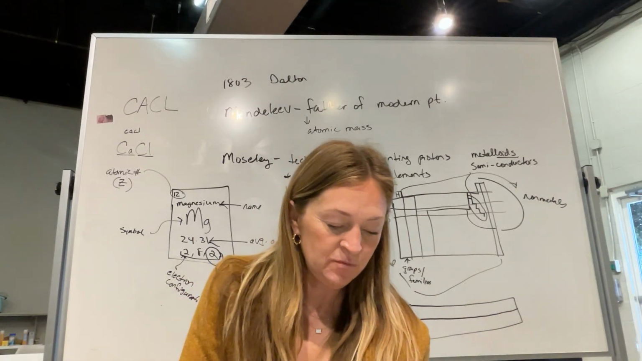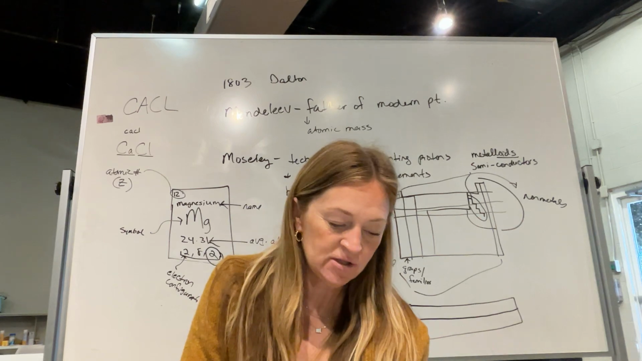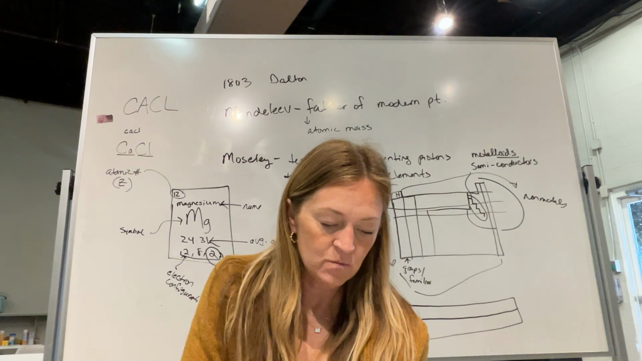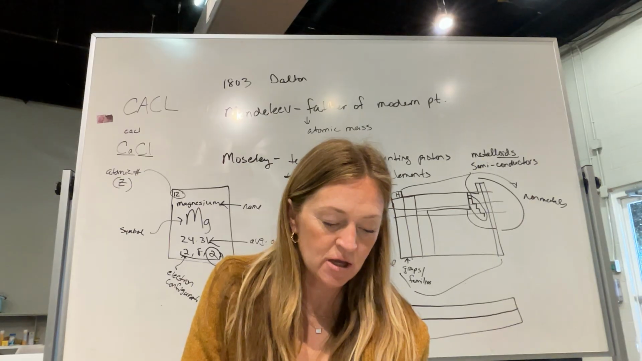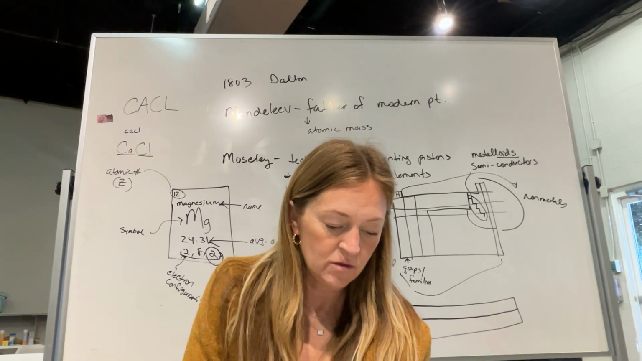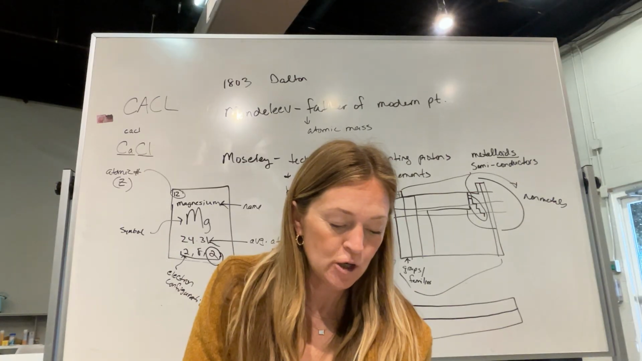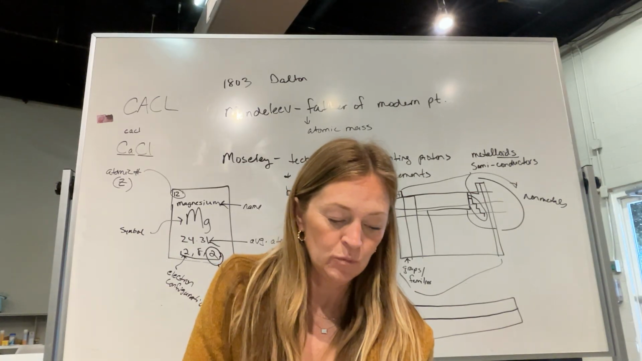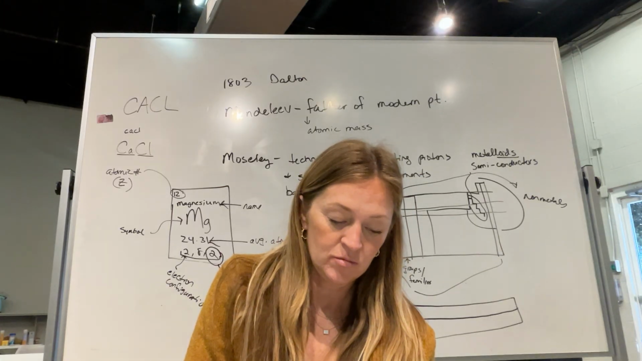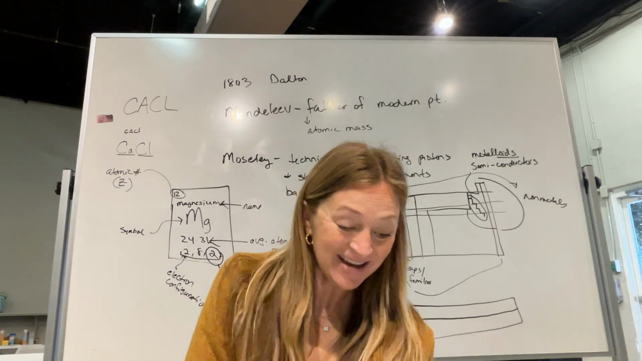What's the abbreviation? Ar. How many valence electrons? 8. What's the atomic mass? 39.95. Good. Is it a metal, non-metal, or a metalloid? Non-metal. Good. What period is it? 3. And what group? 18. Yeah, good job.